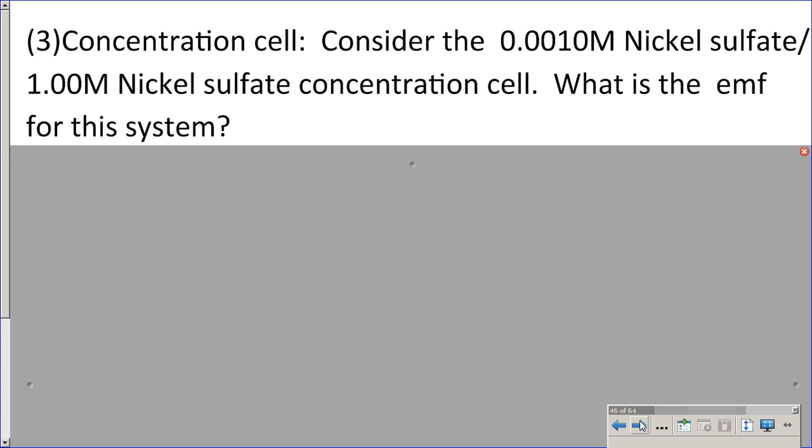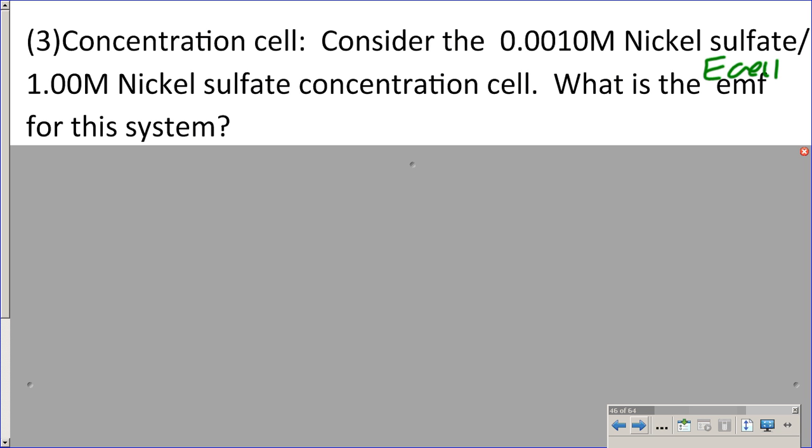Consider the 0.001 molar nickel sulfate solution and 1 molar nickel sulfate solution. What is the EMF of the system? What am I asking for? E cell. And we know it's E cell and not E naught cell because what's not true? Right, both of them are not 1 molar solutions.